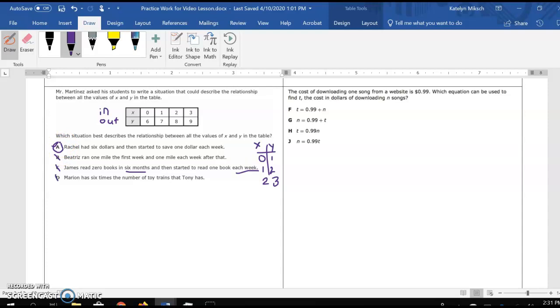Last problem, the cost of downloading 1 song from a website is 99 cents. Which equation can be used to find T, the cost in dollars of downloading N songs? Again, you can pause right here and try to figure this out on your own if you want to.